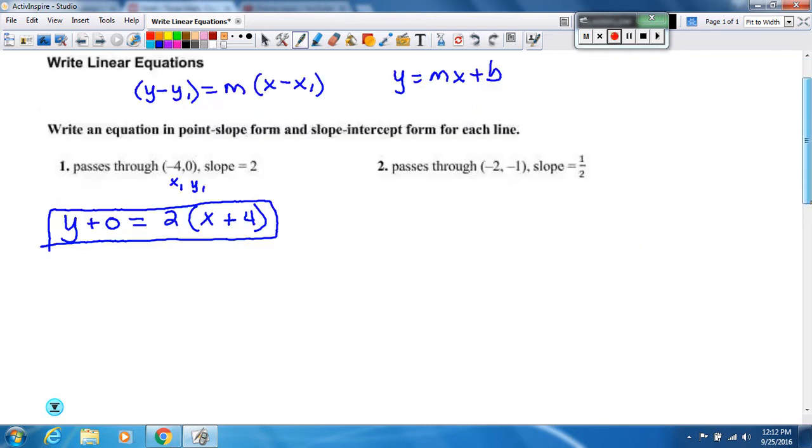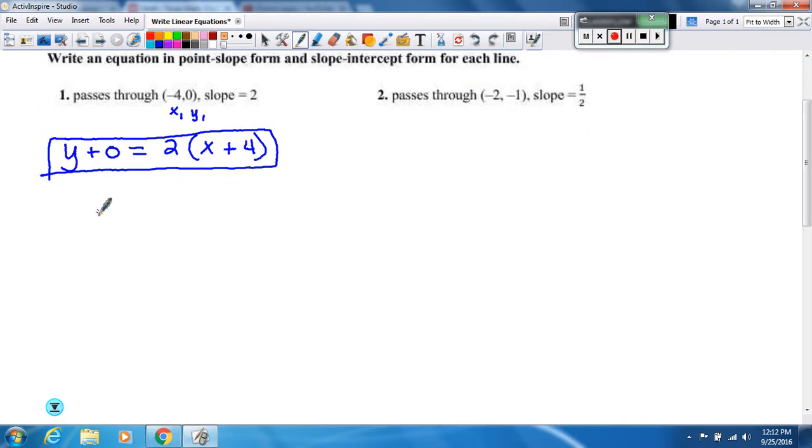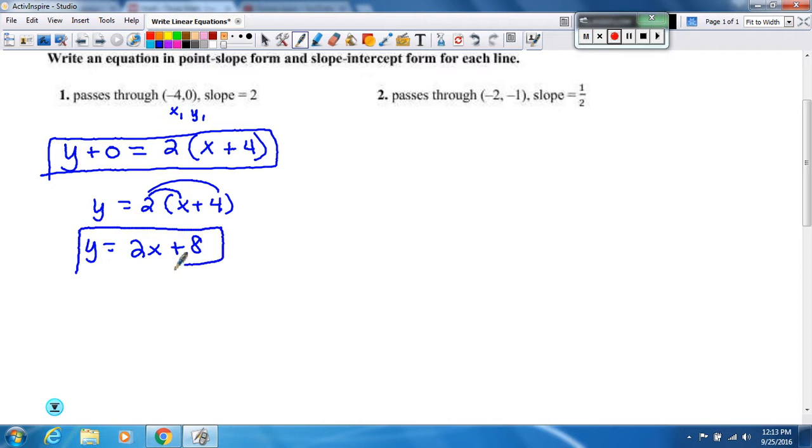And now you use that to get slope-intercept form. So I'm going to write this down. Plus 0 just means it's not there. Equals 2 parentheses x plus 4. So I've got y equals 2 times x is 2x. And 2 times 4 is positive 8. So that's the same equation in a different form, the slope-intercept form.